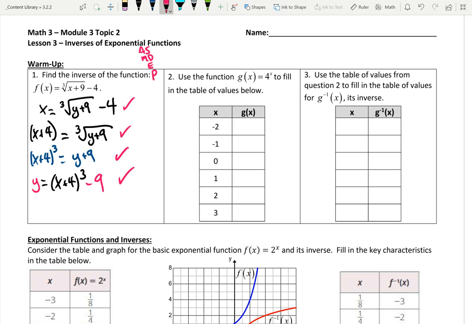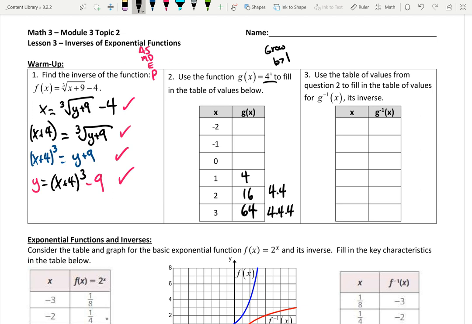All right, number 2. This is an exponential function, and I know it's growing. The reason why I know it's growing is because b is greater than 1, just a little review, and I need to fill in this value. Well, 4 to the first is just 4. And then this is 4 times 4, which is 16. And then this is going to be 4 times 4 times 4, which is going to be 64.